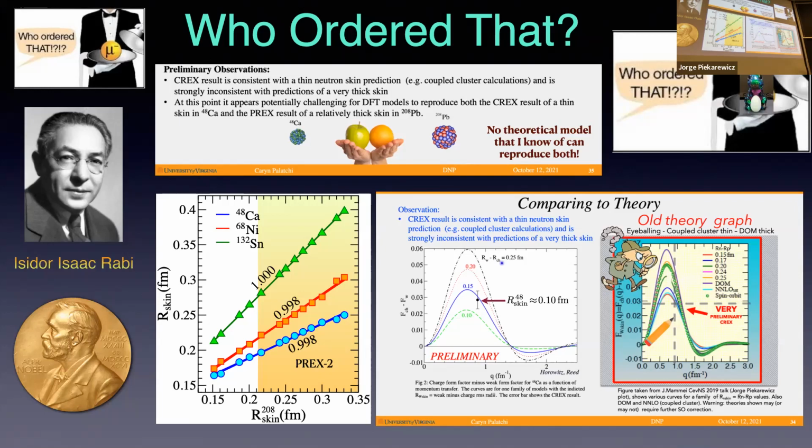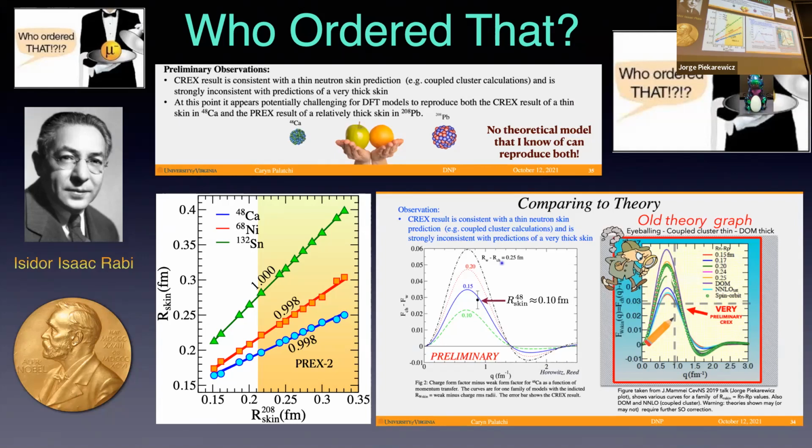Is this for like tin 112 and 124? It's 208, 112. I don't know if there is a 124 measurement for that. But there is for lead, for example, and there is for calcium 48. And then a very thick skin, like suggested by lead, is inconsistent with those measurements of the electric dipole polarizability. Again, through the mean field. Through the mean field. Wait a moment.